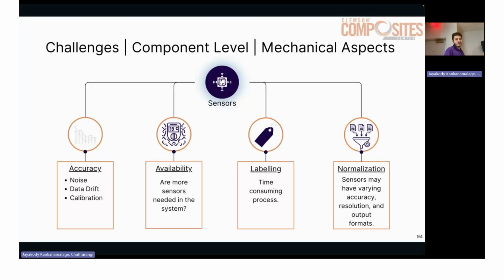And then normalization. Sensors, like I said, do have varying accuracy. They have different resolutions and different output formats. So you also need to think about how you can convert, converge and integrate all these different types of sensor outputs into one unified data set that can be used in real time even.